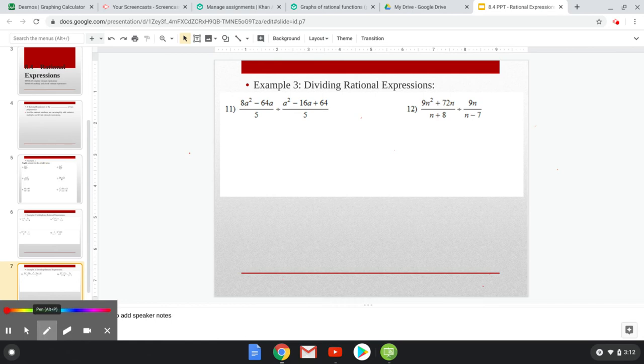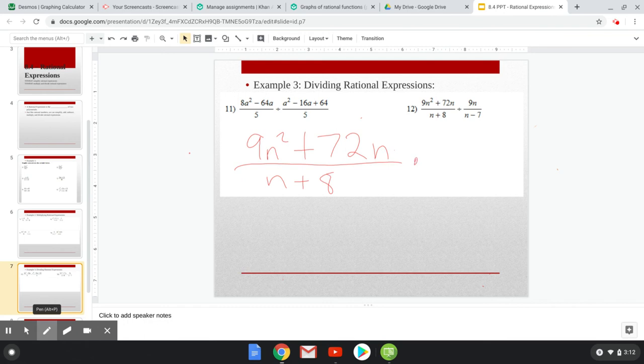Okay. So for the next one, we're going to do the same thing. We're going to keep the first fraction. And we're going to change division to multiplication. And we're going to flip the second fraction. Now we can go ahead and factor.